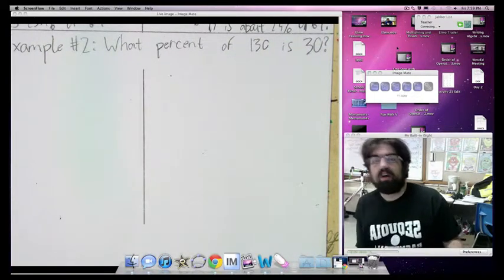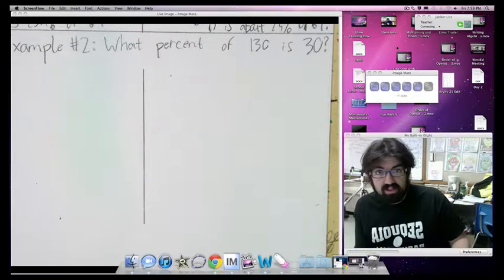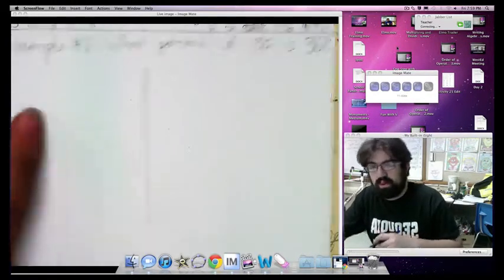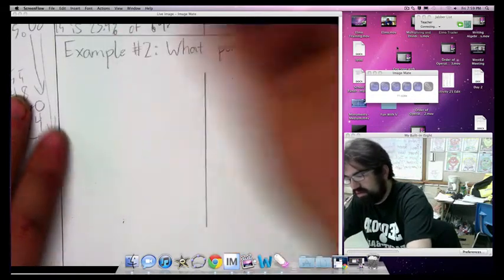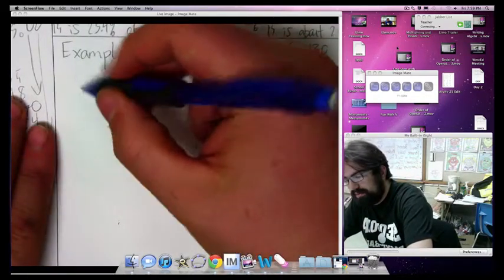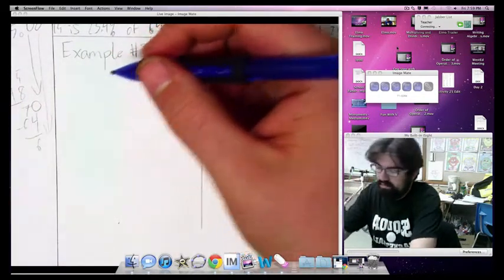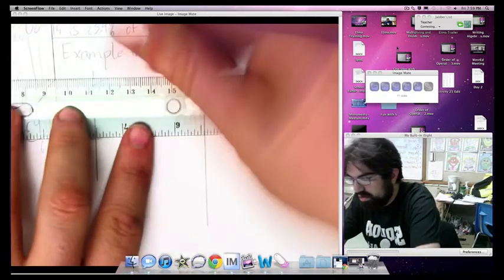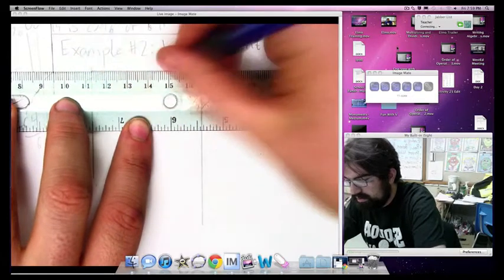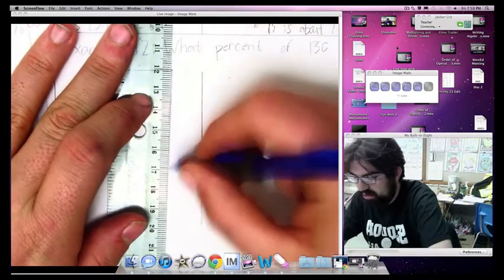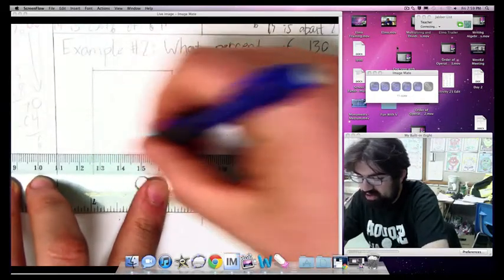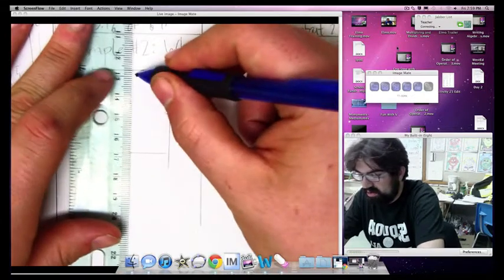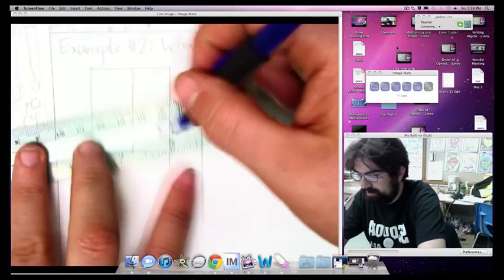What percent of 130 is 30? Great question. Let's do it. I'll use my fancy ruler. Wow, I just made that box super big. Don't make your boxes too big. They do eat up space. Make them large enough that you can read them, but don't go crazy being nitpicky.